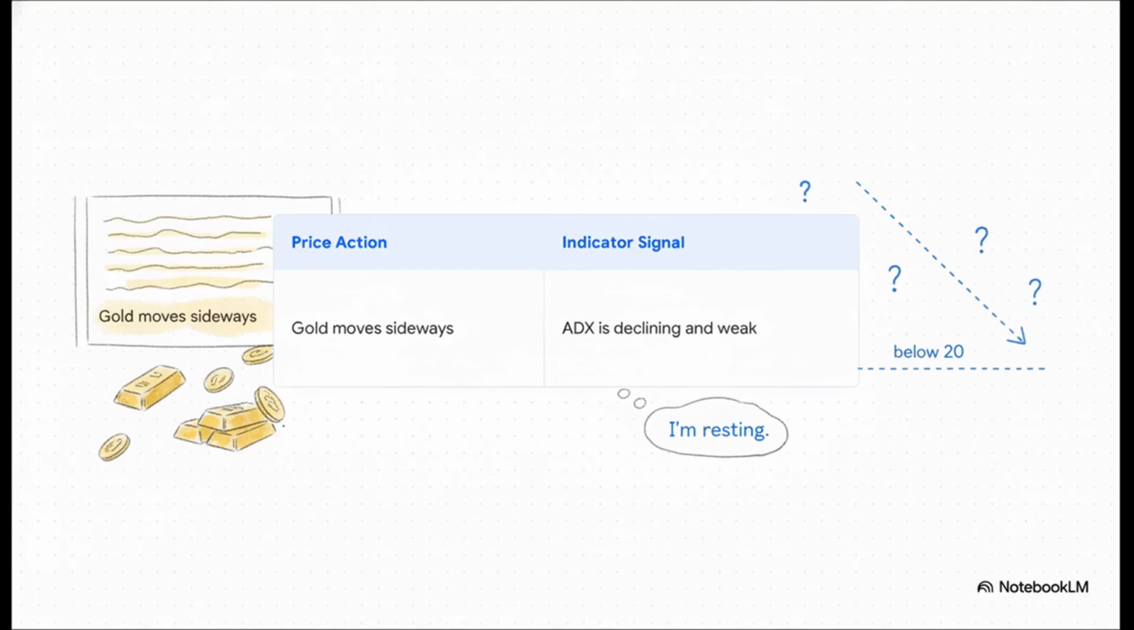You can see right here that the price of gold is just going nowhere. It's stuck in a boring range, just chopping back and forth. Now look down at our indicator. The ADX is sinking, and it's stuck below 20. This is the market literally telling us, I'm taking a nap. There is no trend here. So what do we do? We wait.